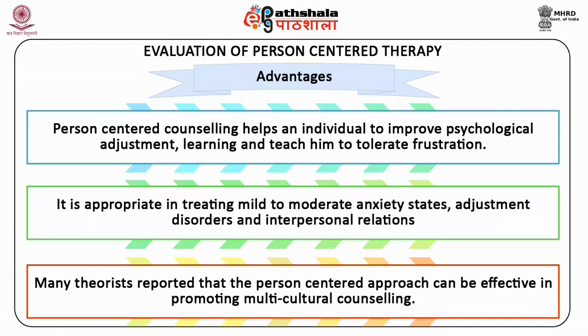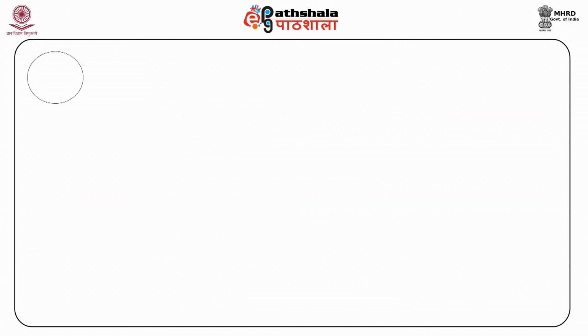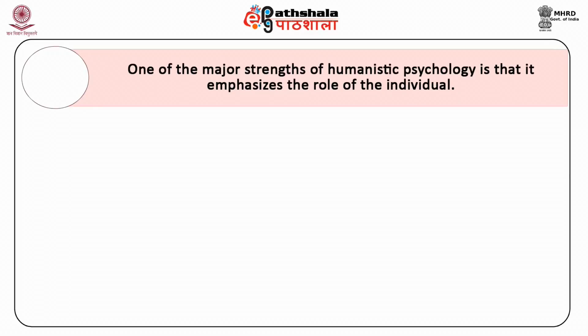Many theorists reported that the person centered approach can be effective in promoting multicultural counseling. One of the major strengths of humanistic psychology is that it emphasizes the role of the individual. This school of psychology gives people more credit in controlling and determining their state of mental health.